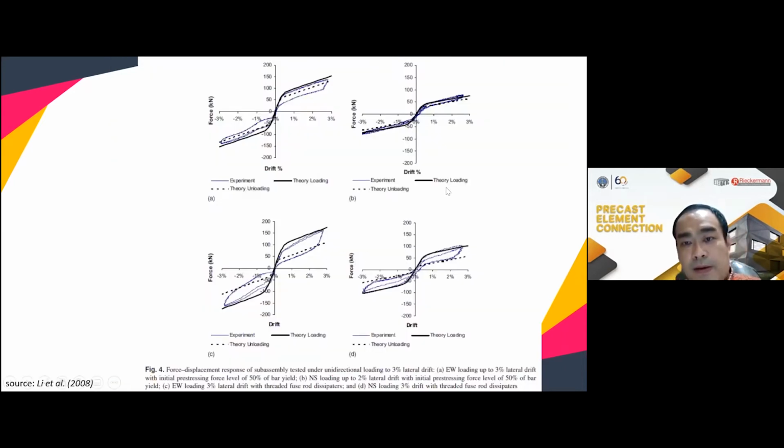The top graph is the load-deflection relationship. They first performed the testing in unidirectional loading, in the east-west as well as the north-south direction. As we can see at the top, the behavior is like a rocking system with very little energy dissipation capacity. The bottom graphs, C and D, are for the specimen with energy dissipators. As we can see, the system has some energy dissipation capacity as introduced by the dissipators.